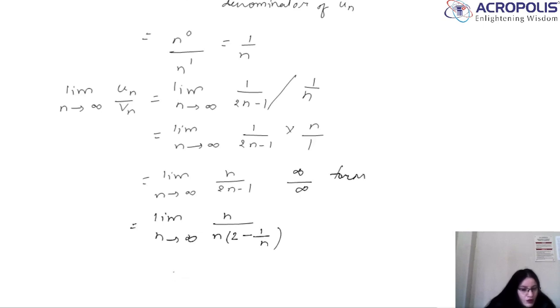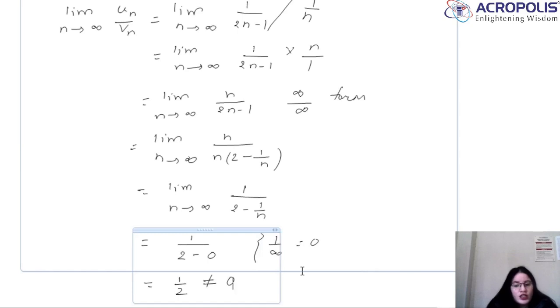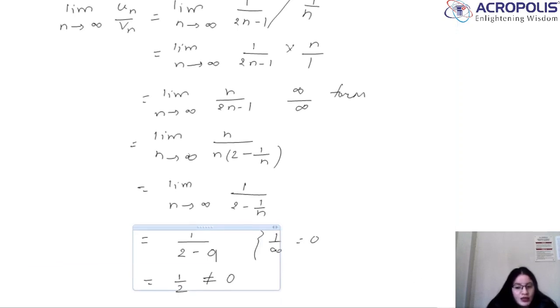Now, on simplifying, we get limit n tends to infinity, 1 divided by 2 minus 1 by n. Now, we substitute the value of n as infinity, then we get 1 divided by 2 minus 0, because 1 by infinity is equal to 0. Therefore, we get 1 by 2, which is not equal to 0. Here, the condition is satisfied, so we can apply the comparison test.